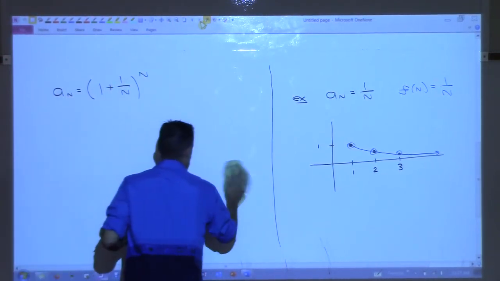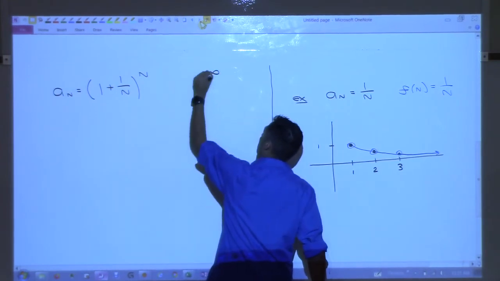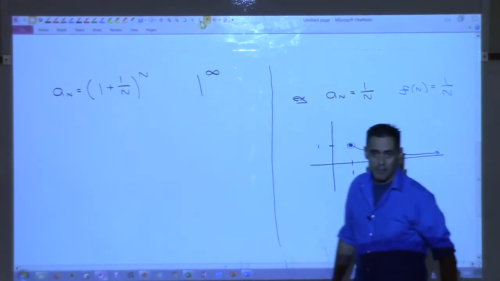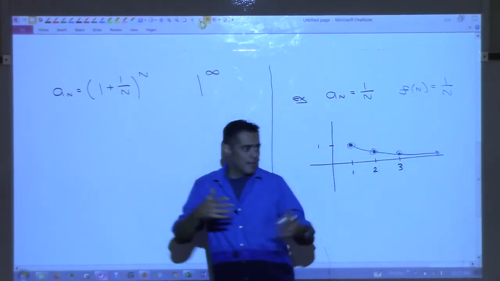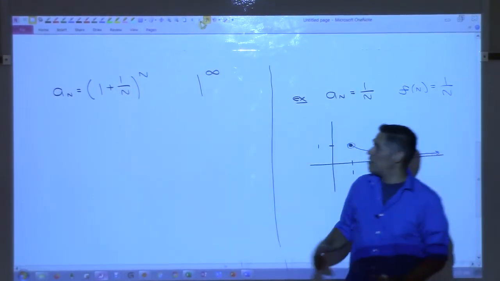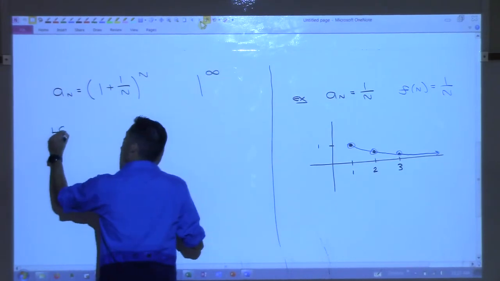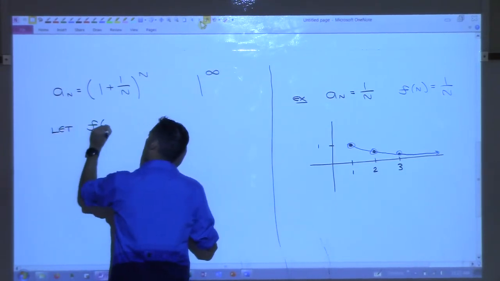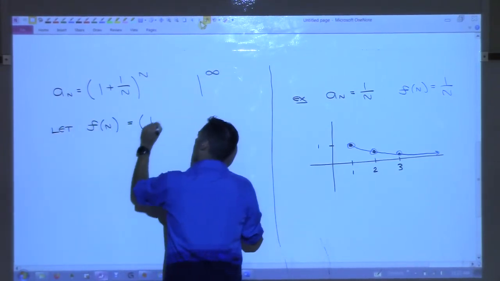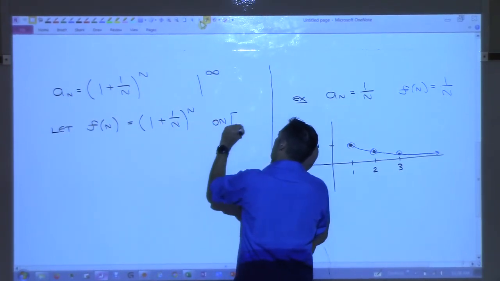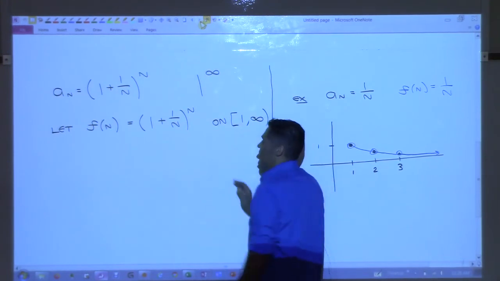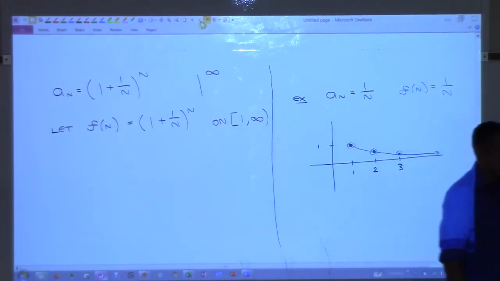And when we just looked at this limit right away, we got this indeterminate form 1 to the infinity. So the first thing I'm going to do, because I think I'm going to need L'Hopital's rule, is define a function to be this same thing, and I'll define it on the interval 1 to infinity. So now this should be a continuous function.